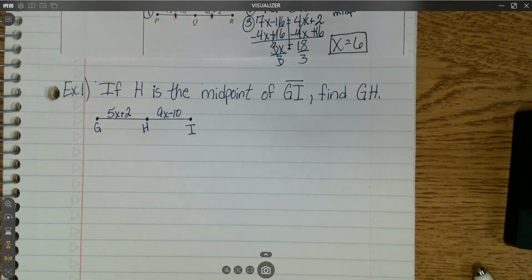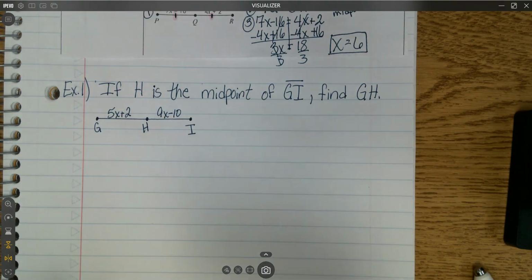Okay, so let's look at this example here. The problem says if H is the midpoint, so they do have to tell us that. Don't assume that it's the midpoint unless they tell us or it has the congruency tick marks, okay? Geometry likes to trick us into assuming, and then we get our problems wrong. So if H is the midpoint of segment GI, find GH.